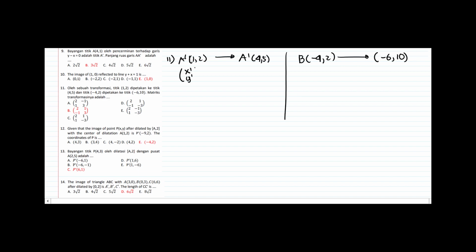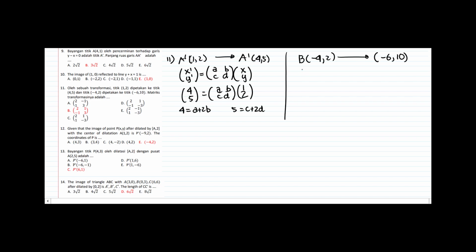This is the same as before. We have done this before. If we don't know the matrix, we use A, B, C, D times X and Y. Okay. Put the numbers. 4, 5 equals A, B, C, D times 1, 2. So 4 equals A plus 2B, and then 5 equals C plus 2D.